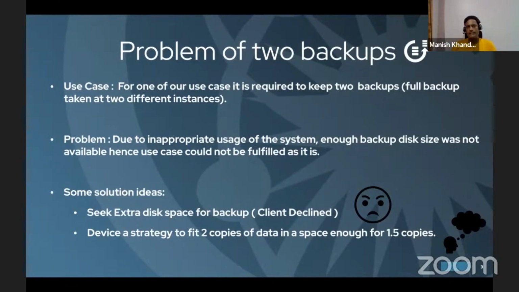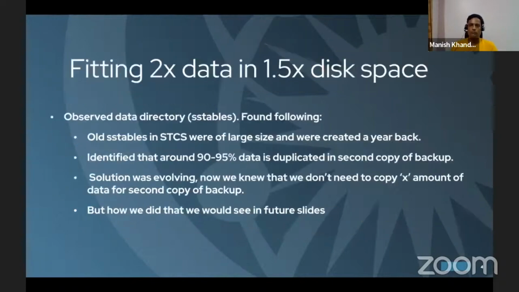So we have a use case which requires us to keep two backups at a time. So we should have enough space to keep two backups in our backup disk space. Generally we dimension the product like that only, but over a period of time, the data disk fills up, and so this use case we were not able to fulfill for one of the customers. So now at runtime we have to solve the problem. We asked the customer to either increase the disk space or find a solution to fit 2x data in 1.5 disk space.